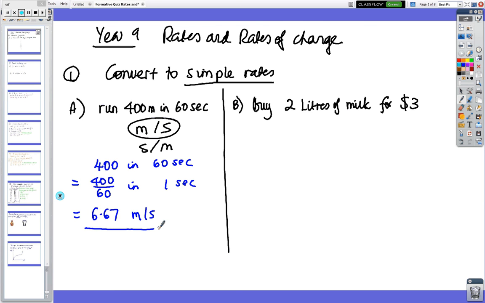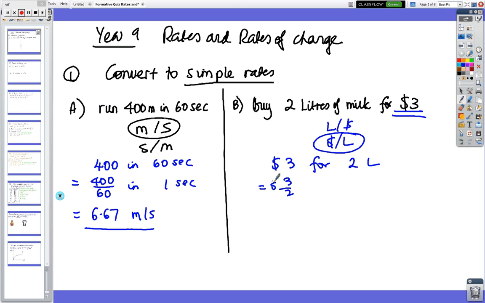Next one, we could have litres per dollar or dollars per litre. It depends which way you want to go. I'm going to go for dollars per litre, which means I've got to put the $3 first. So $3 for 2 litres equals 3 over 2 dollars for 1 litre. So then that's your answer: $1.5 per litre. We just got to convert it to 1 at the back, and once you've got 1 at the back, that's going to be the rate.